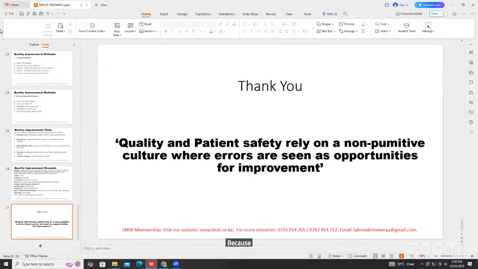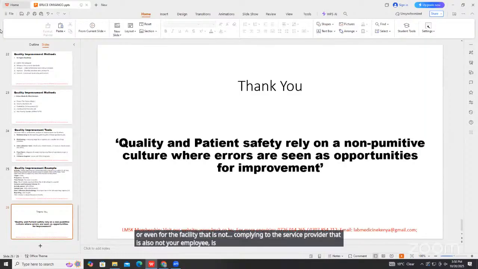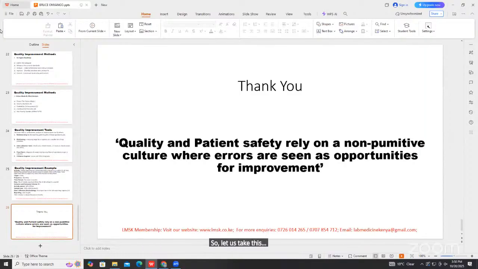because it has legal issues within it. Whenever you are in the wrong when providing services to the patient, it has penalties, even for the facility that is not complying and the service provider that is not complying. So let us take this area very seriously so that we can improve the quality of services we provide to our clients.